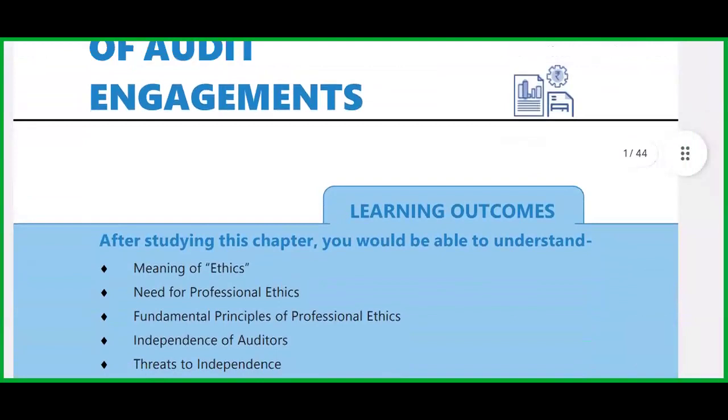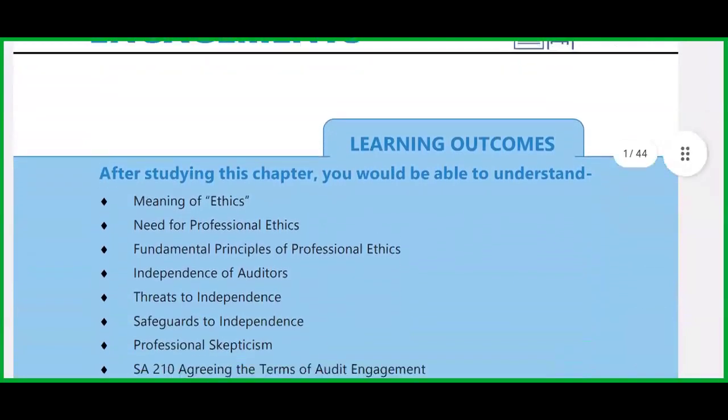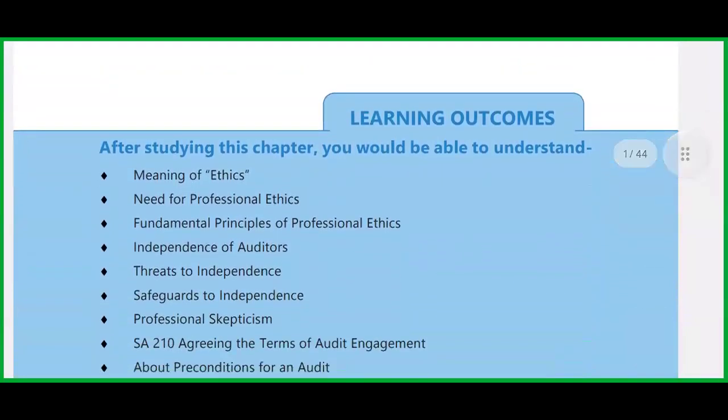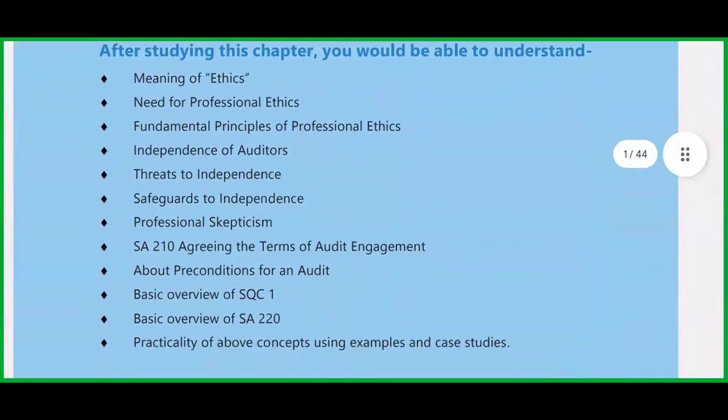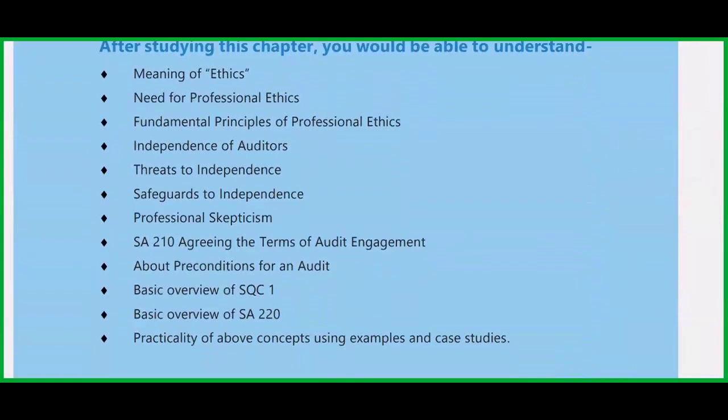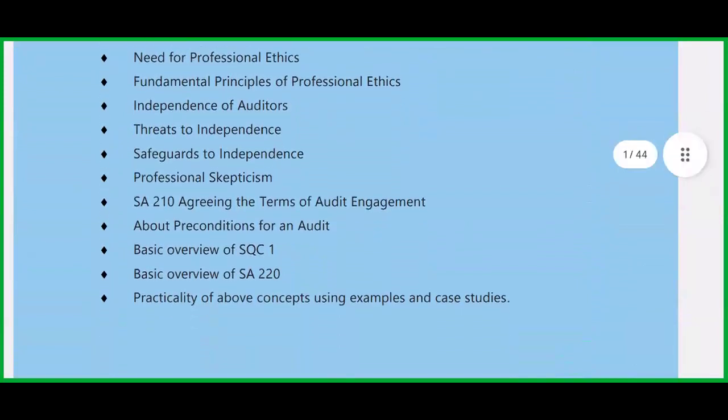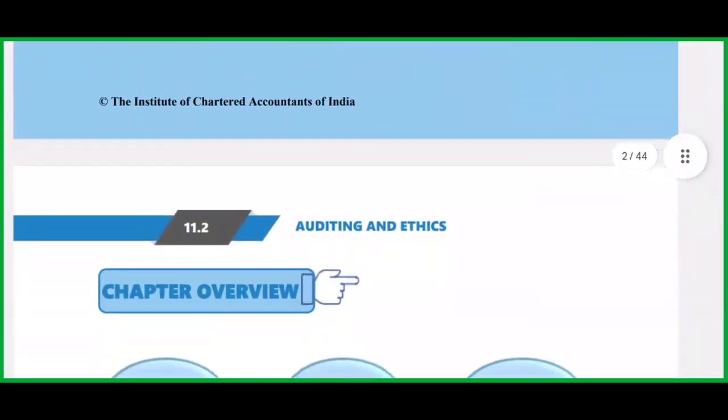So, in this particular chapter, we'll be studying what is the meaning of ethics, what is the need for professional ethics, what are its fundamentals, what is the independence of auditors, what are the threats to independence, professional skepticism, SA 210 comes here along with SA 220, and we'll be seeing the practicality of the above concepts using examples.